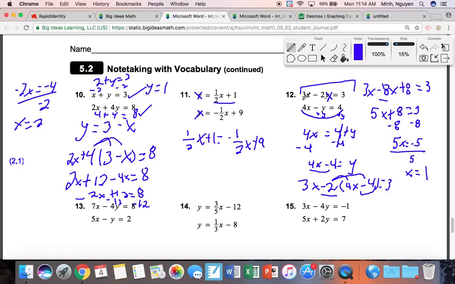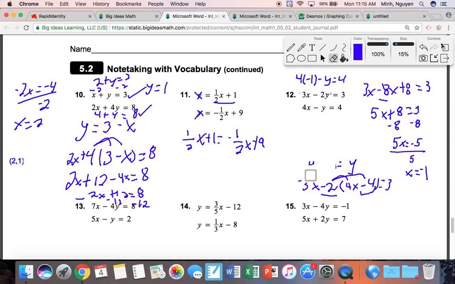And then you plug in that value to either of these to find your y. I'm going with the second equation. It's up to you, it doesn't matter. Let me erase this stuff so I have space to work. So you have 4 times negative 1, which is negative 4 minus y. You will add 4 to both sides.